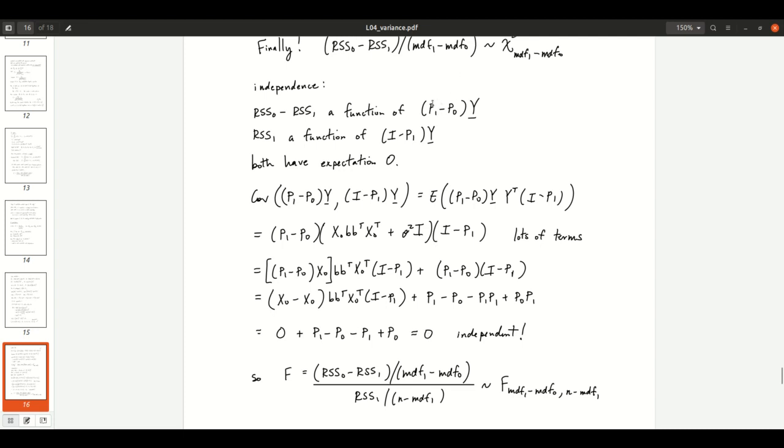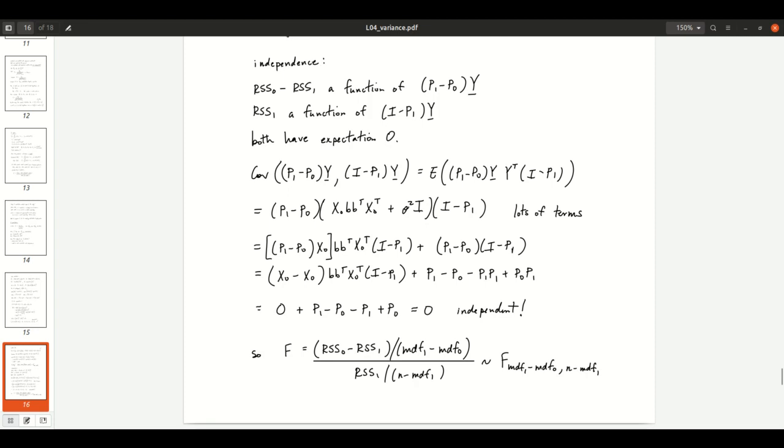So therefore, these two vectors are independent, and the numerator, which is a function of the first vector, is independent of the denominator, which is a function of the second vector.